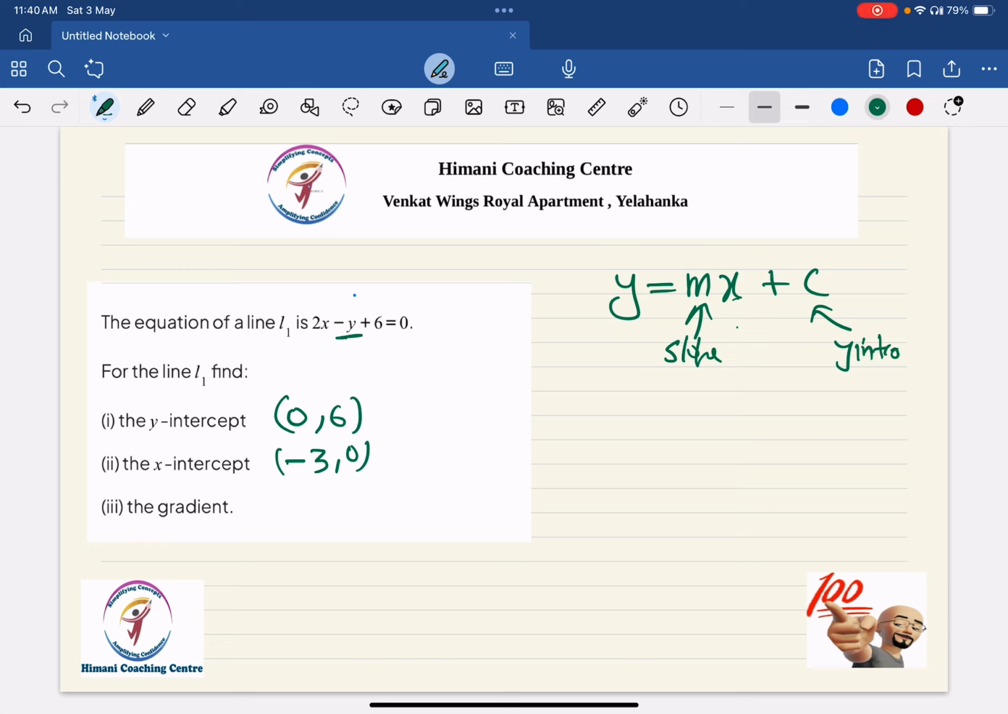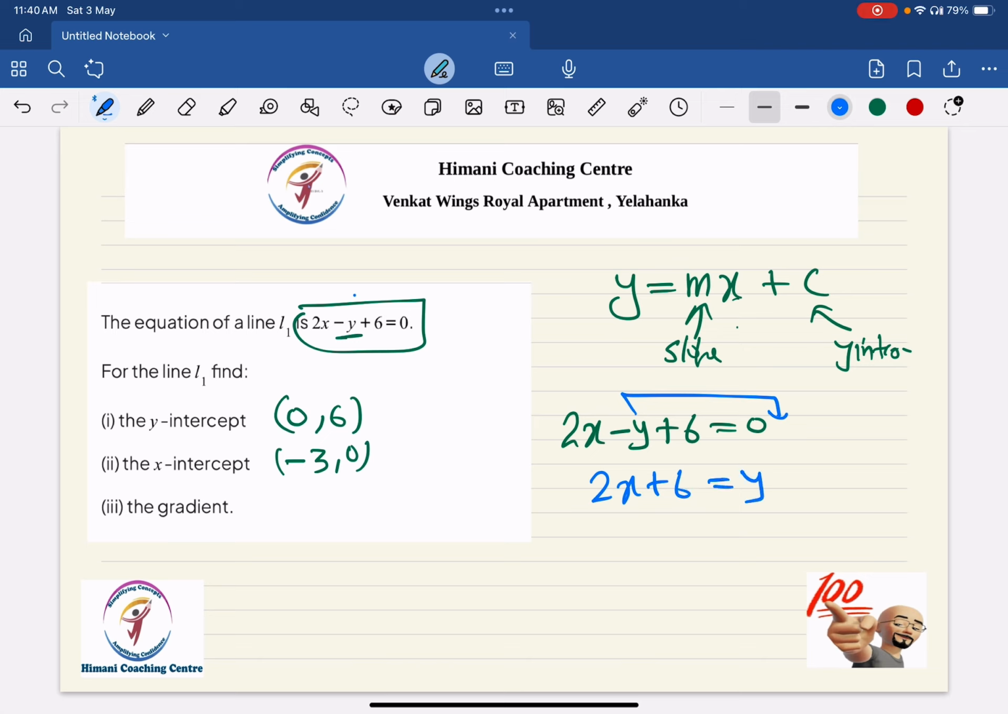Now let us make y the subject in the given equation. So we are given 2x minus y plus 6 equals 0. I have to make y the subject. I shift minus y to the other side because I need a plus y. So I will have 2x plus 6 equals y, which I can write as y equals 2x plus 6. Compare with y equals mx plus c. So m, which is the gradient, is 2. So the gradient of this line is 2.